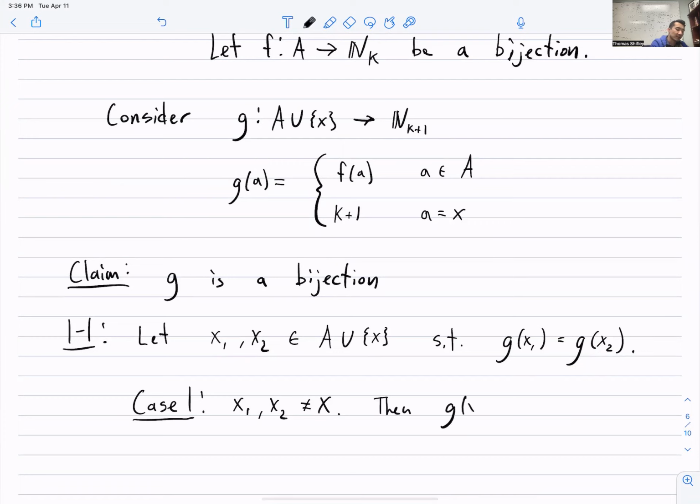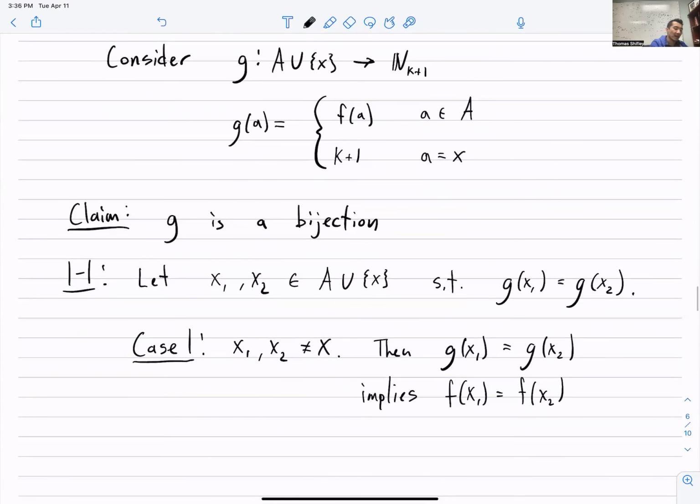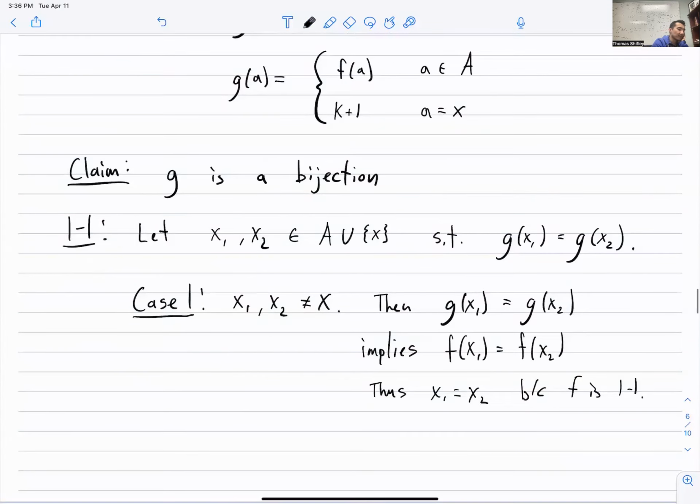Then G of X1 equals G of X2 implies, but what is G when you're not X? It's just F. And so then F of X1 is equal to F of X2, because that's what G does. And then what does that tell us? Well, F is a bijection. So thus X1 equals X2 because F is 1-to-1. So that's case one.